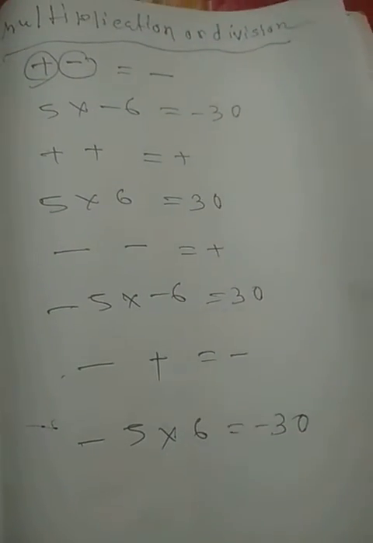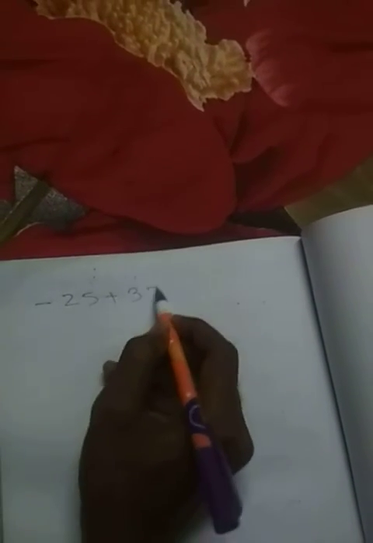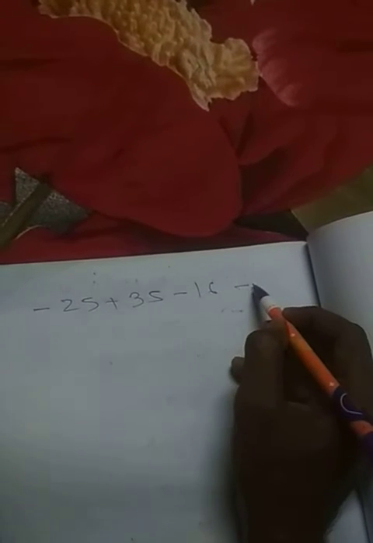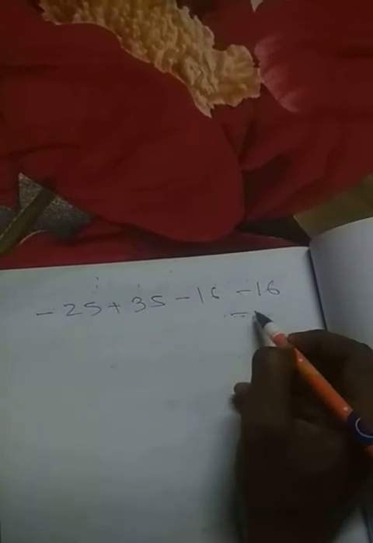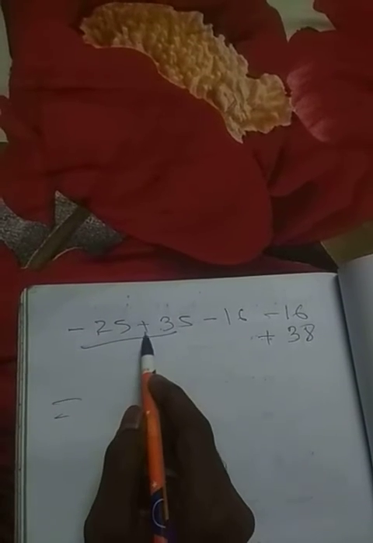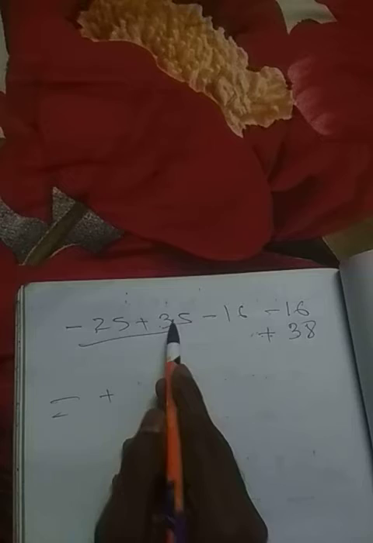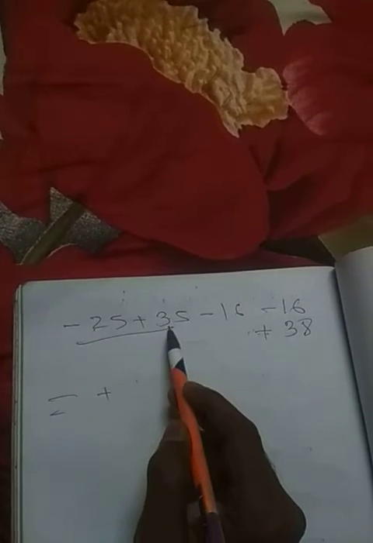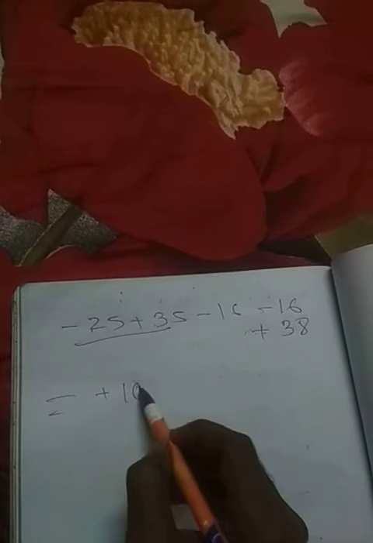Okay, let's do some problems to solve the maths easily. Like there is a math given: minus 25 plus 35 minus 16 minus 16 plus 38. Solve this math. First, this one is minus, this one is plus. So obviously the sign of whichever is greater will be put there. The plus one is greater, so the plus sign will be there, and you have to subtract. 35 minus 25 will be 10.